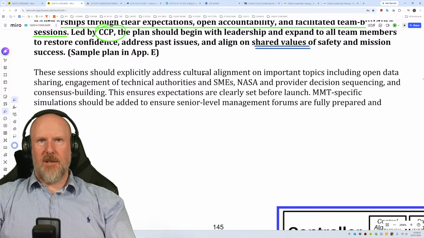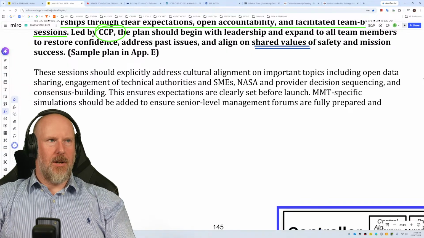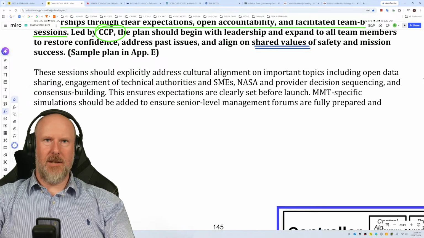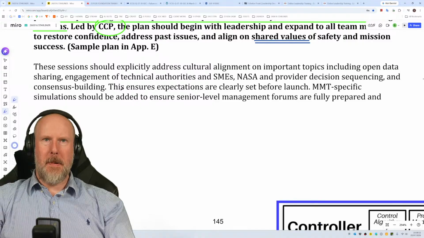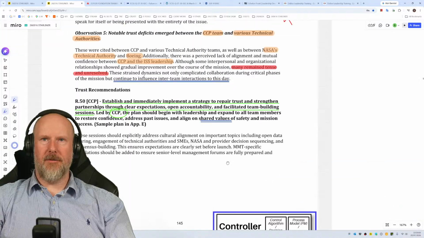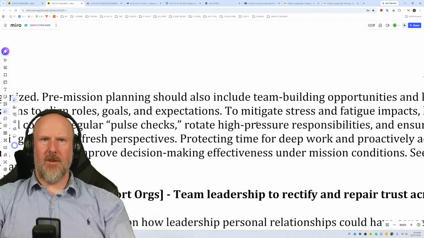Okay, these sessions should explicitly address cultural alignment on important topics, including open data sharing, engagement of technical authorities and SMEs, NASA and provider decision sequencing, and consensus building. This ensures expectations are clearly set before launch. MMT-specific simulations should be added to ensure senior level management forums are fully prepared and organised.